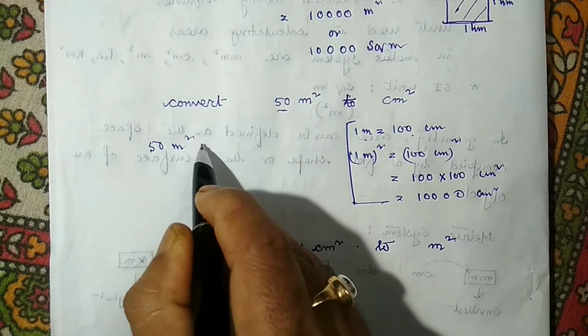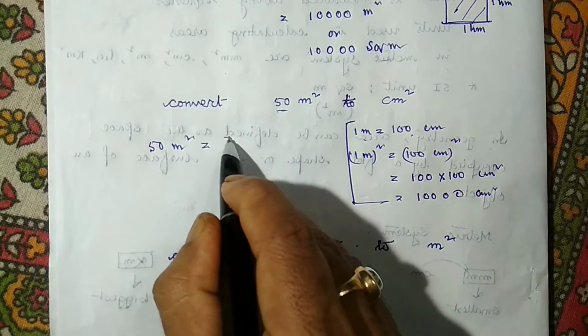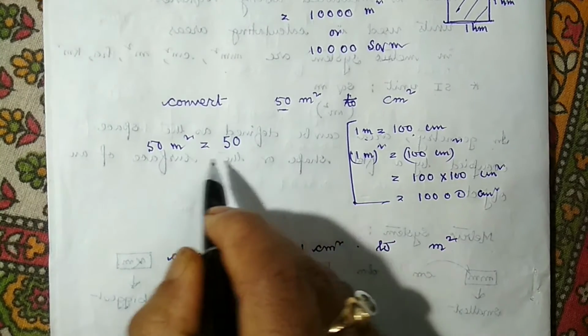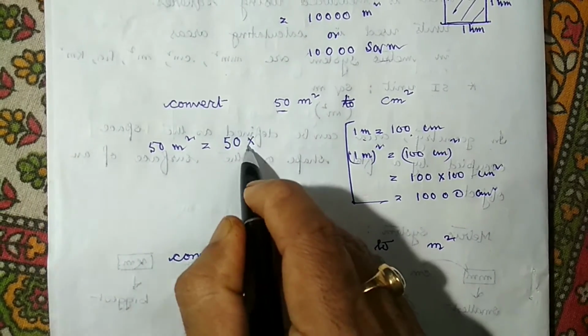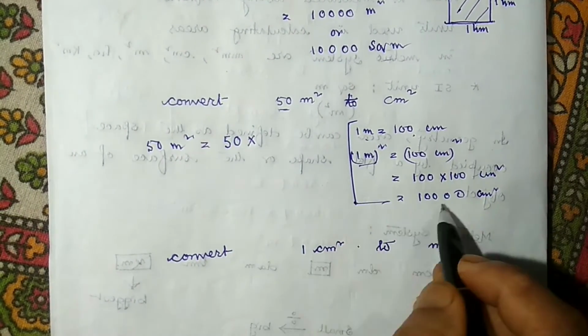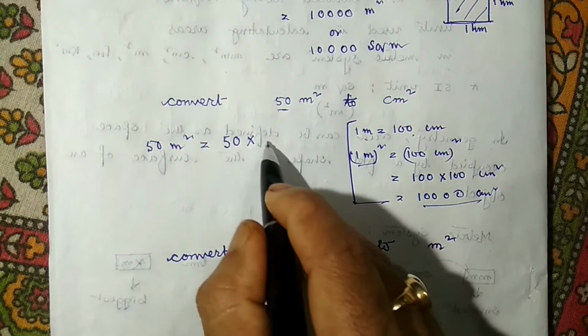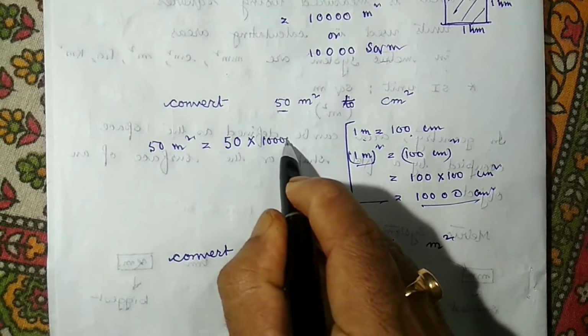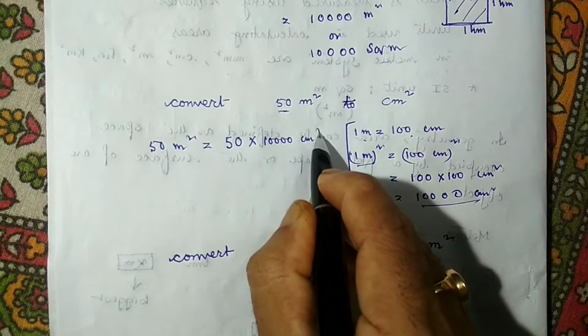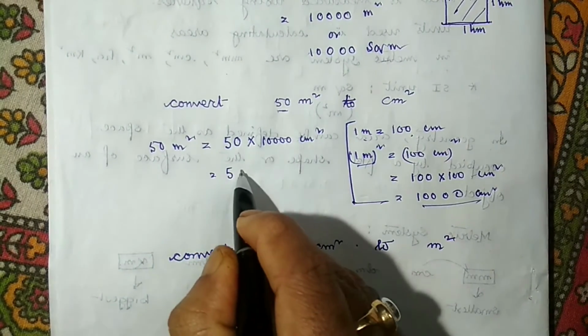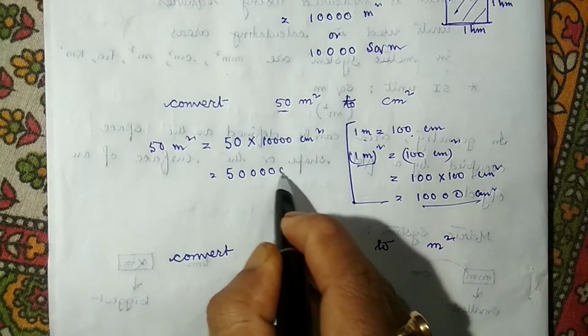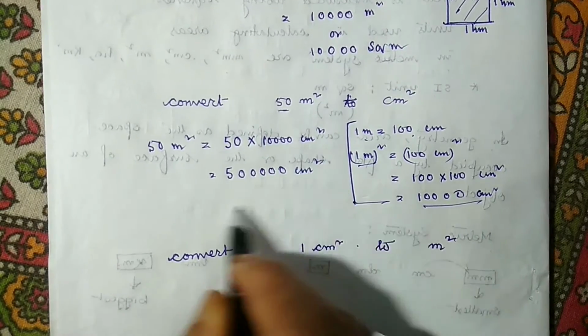Whenever we convert 50 meter square to centimeter square, this 50 we are not going to change. Just keep it like this, into 1 meter square. We know 1 meter square is 10,000 centimeter square. Multiply by 10,000 cm square. So it is 5 followed by 1, 2, 3, 4, 5 zeros cm square.